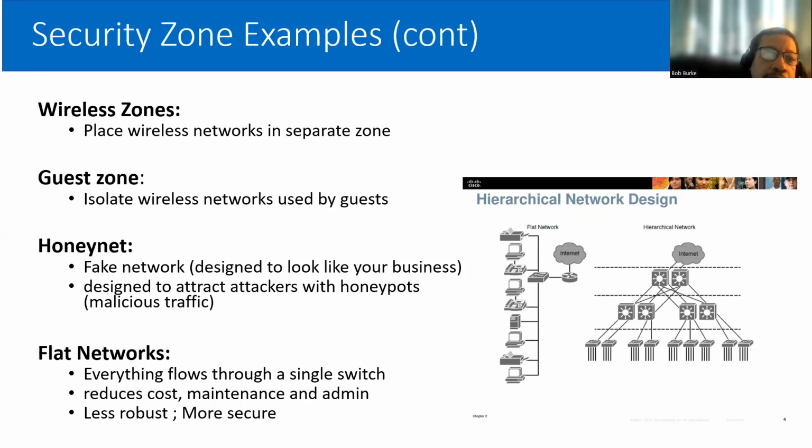HoneyNet, this is an example of putting a copy of your enterprise network out there, but it's a fake copy. It's not the copy that you're using for business, but it's used to attract attackers or to see if anybody's trying to attack your network. It's a way to observe maybe somebody making malicious attempts to get in your network or to download viruses or to do anything bad. So it's a fake network designed to see if a bad guy is going to come at you.